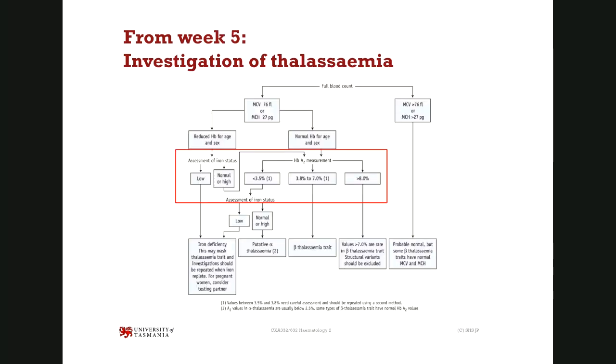And again, this is another slide that you saw last week, and I've just highlighted it here because it's showing you the assessment of iron status on this lovely little graph, as well as hemoglobin A2 measurement. And this can be done in a number of ways, but it's normally done in a lab through hemoglobin electrophoresis and then densitometer analysis of the strips, of the protein strips.